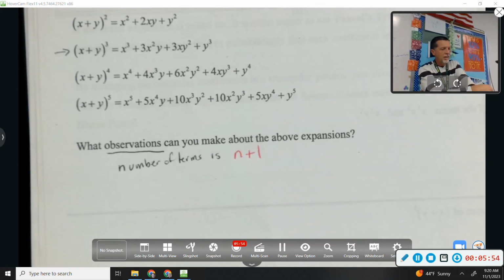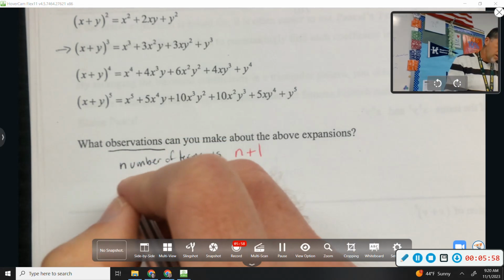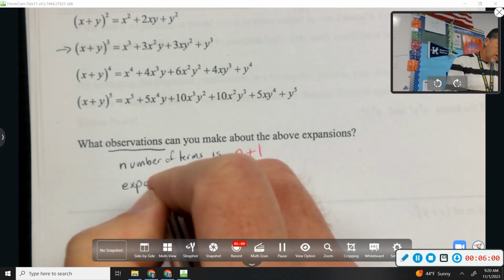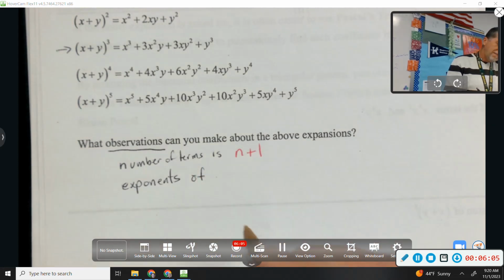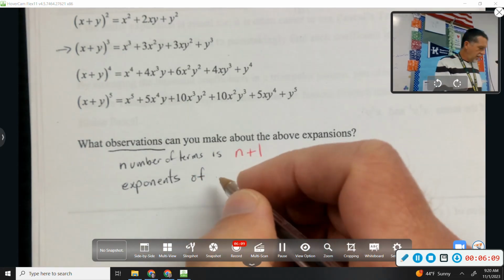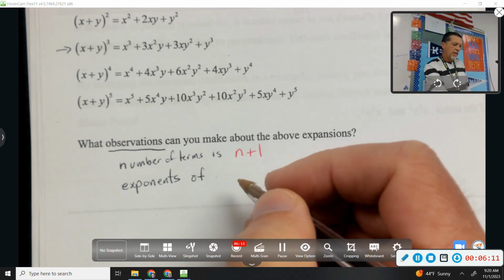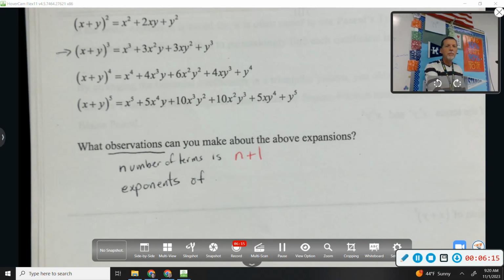Okay. For each term, the exponents attached to x and y will equal the exponent. So for the last one, for the fifth one, 5 for x to the fifth, and then x to the 4th and y to the 1, that's 5. 3 and 2, 2 and 3, 4 and 1, and 1 and 5. Yes. So let's see how to say that. You're right. Like the exponents of the pieces add up to n.